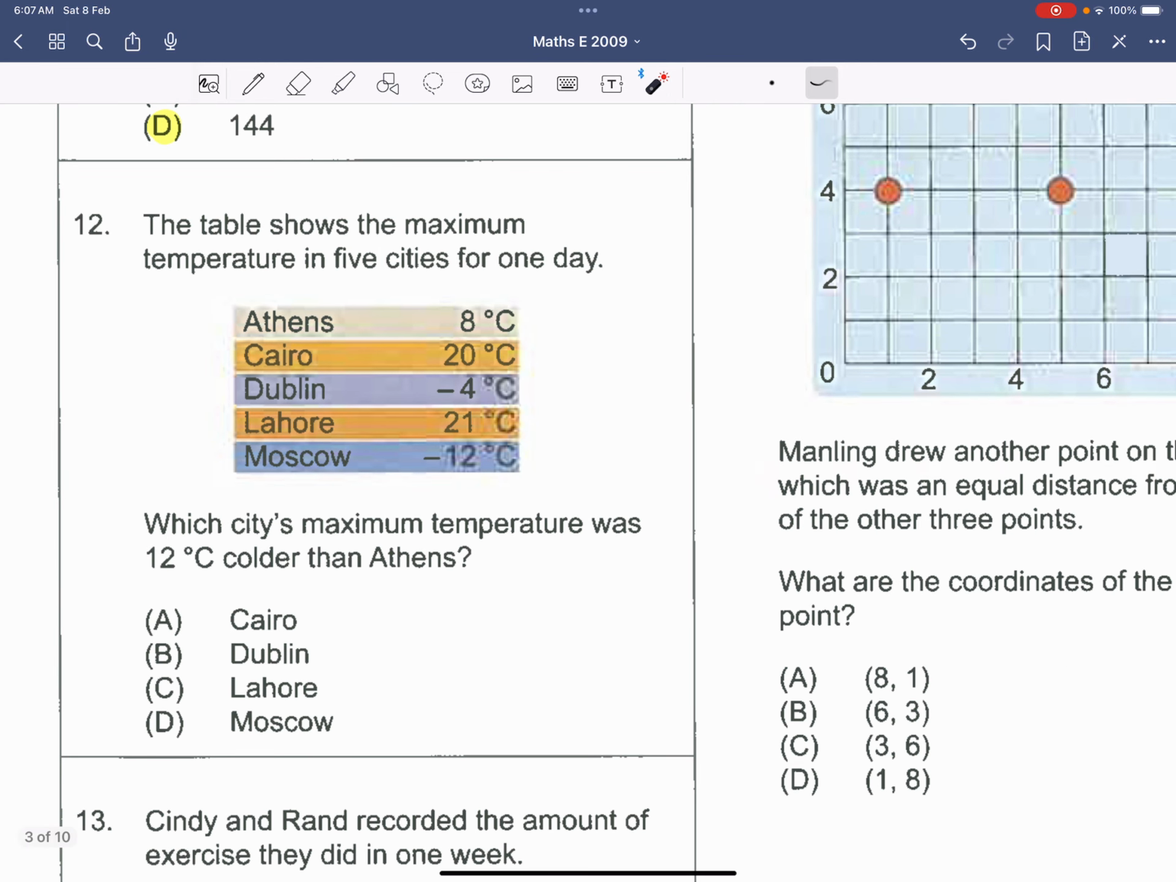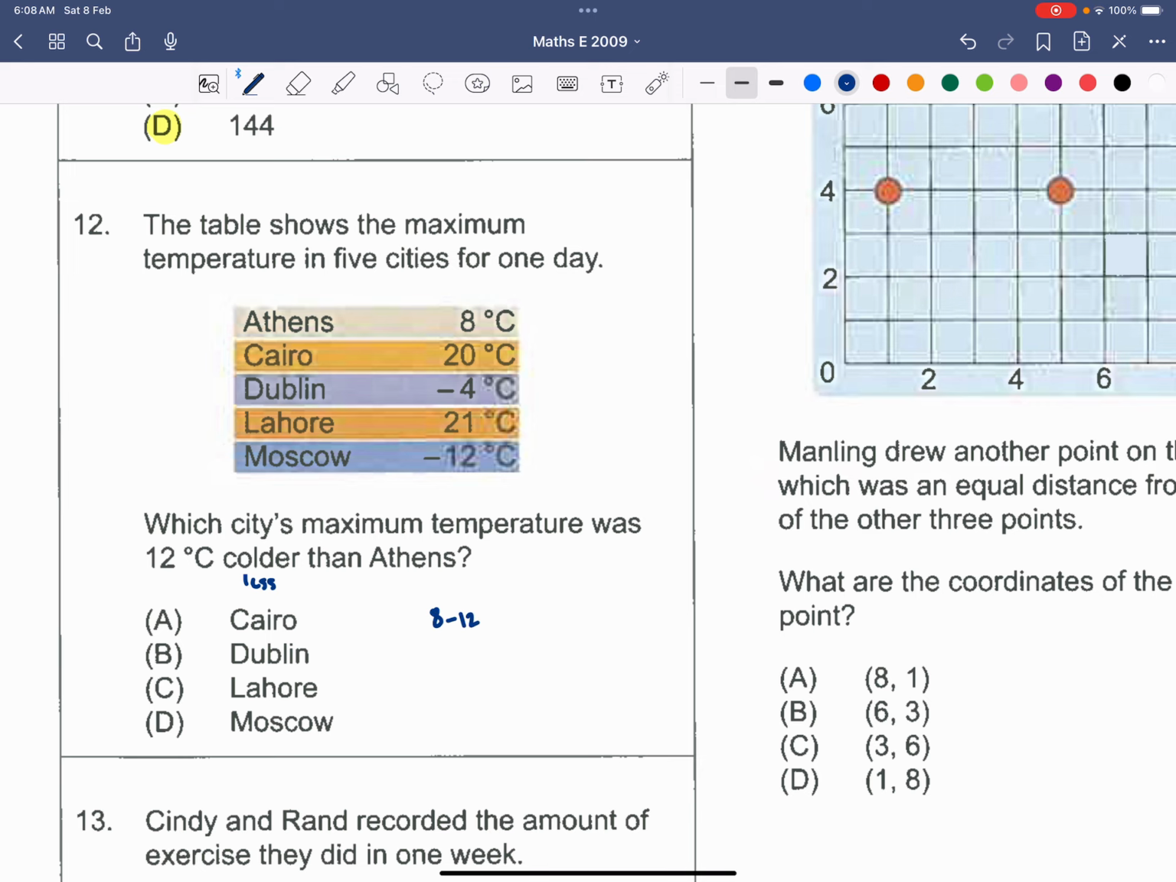All right, 12. The table shows the maximum temperature in 5 cities for one particular day. Which city's maximum temperature is 12 degrees colder than Athens? Now, colder means less than Athens. Hotter means more and colder means less. So we want something that is 12 degrees colder than Athens. Now, Athens is already 8 degrees. So we need to do 8 take 12.